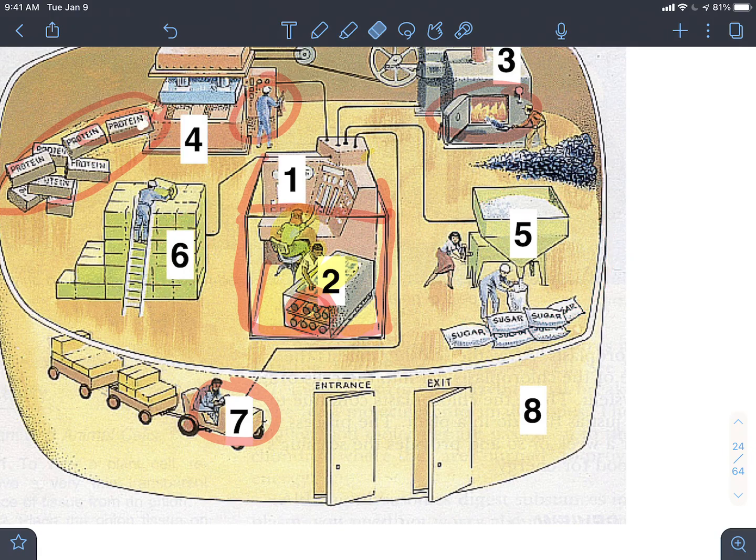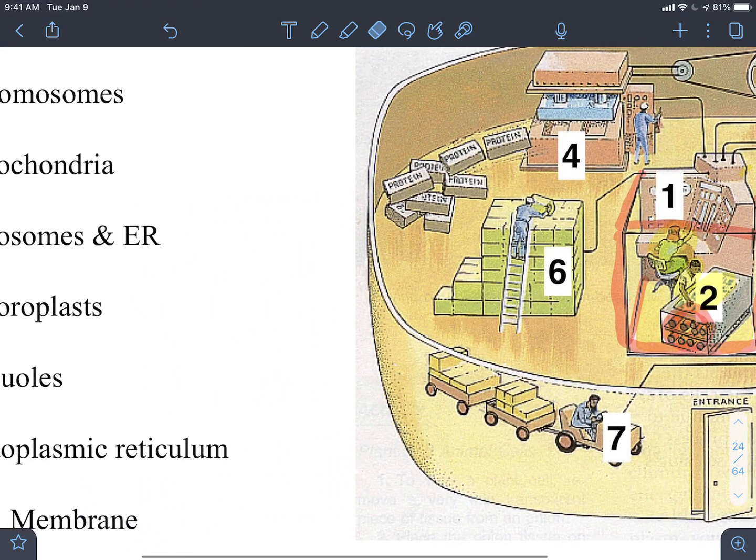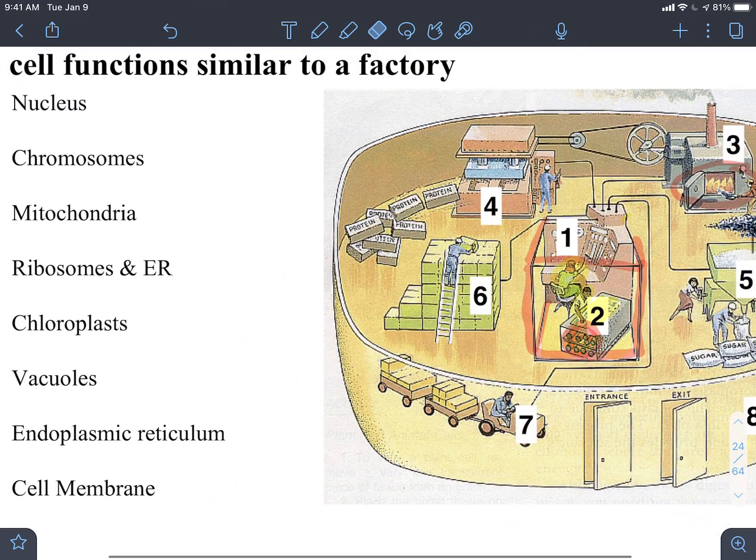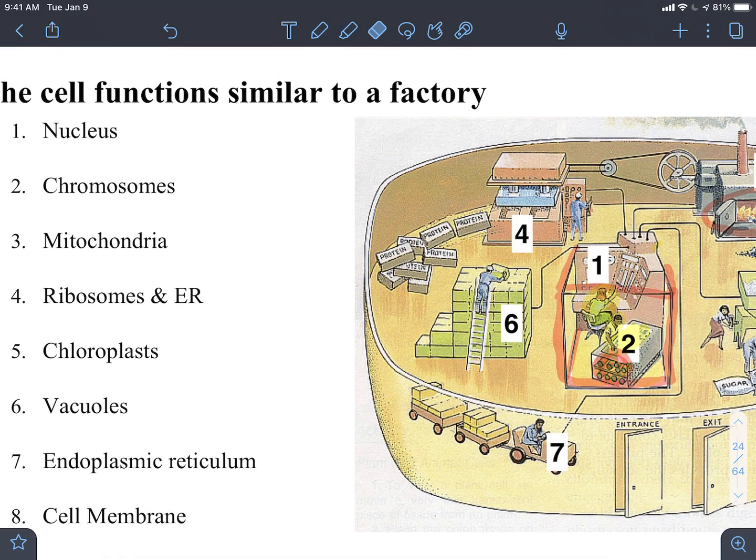So let's see. Now I think some of my ideas that I have originally labeled over here might be actually a little bit different. So number one, the person in charge. Well, that is definitely the nucleus. So that's what I've put here, the nucleus. So we can kind of think this person is supposed to be like the nucleus. They're the boss.